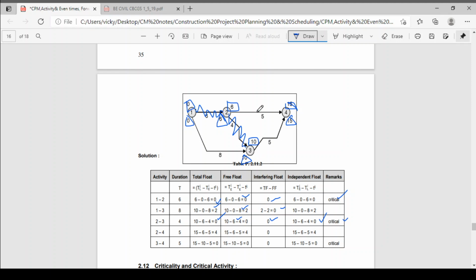Activity 2-4: 15 - 6 = 9, 9 - 5 = 4. Okay, then free float: 15 - 6 = 9, 9 - 5 = 4.